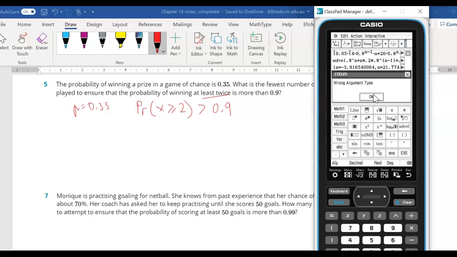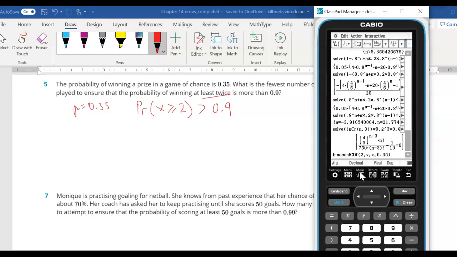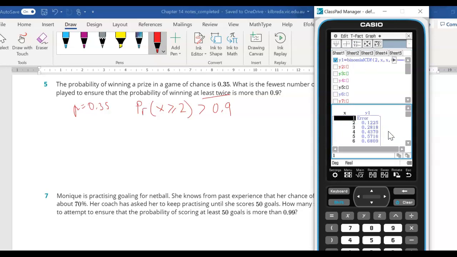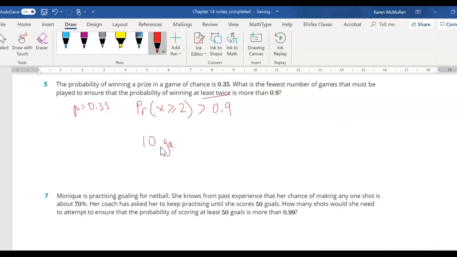Go OK. It's not going to work. All right, you get the error message, but that's all good. We just want to copy. So copy and then go into your graph and table, clear what you've already had there, and we just want to paste what we just put. Okay, so put that in, tick, and then go to table. And what do we want? 0.9. So we're going to just scroll down to 0.9. So it's going to be 10 games.